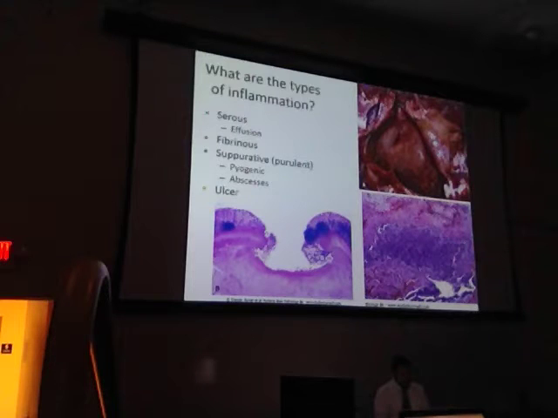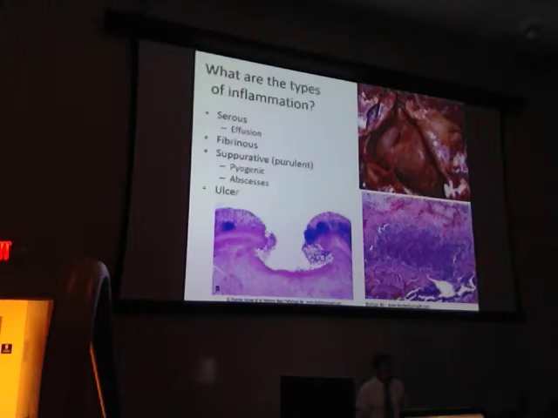Fibrinous. Fibrinous happens with a more extensive injury. You get larger capillary permeability. You get a coagulum. You get a lot of eosinophils migrating into the area. And it's typically seen with inflammation associated with body cavities.